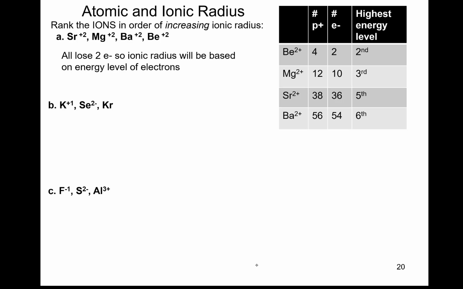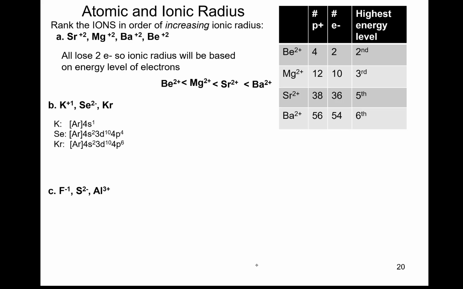So based on this, you should notice that beryllium is going to be the smallest, right? And then as we go down the group, it gets bigger. Let's look at the next group. Potassium, the potassium ion, the selenide ion, and krypton.